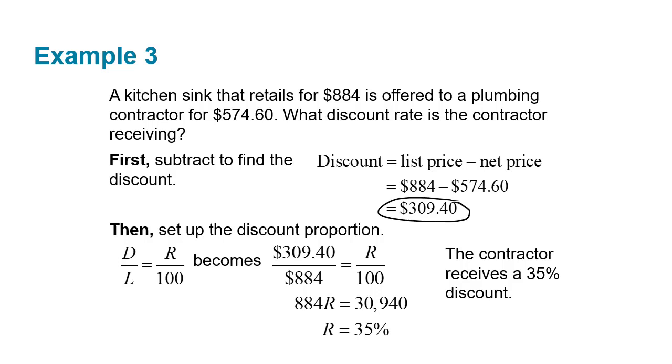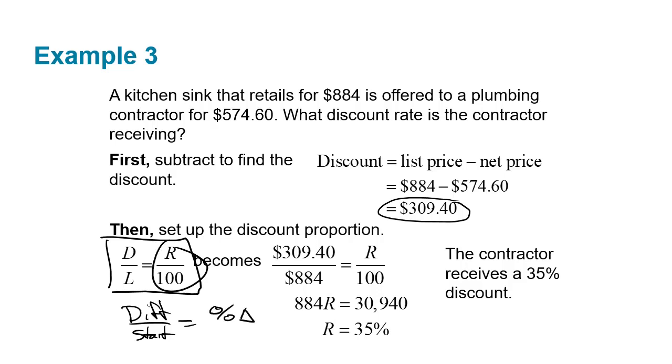$309.40. Now, most sources are going to keep going back to this whole ratio idea of discount over original equals rate. Well, that's my ratio that I talk about: difference over start or original, right? Same thing as D over L, just D over S is going to equal your percent change. And when you do R over 100, that's a percent. So when you see funny things like that, they're just telling you the same thing I've already told you. Here's my difference. Here's the original price of $884.